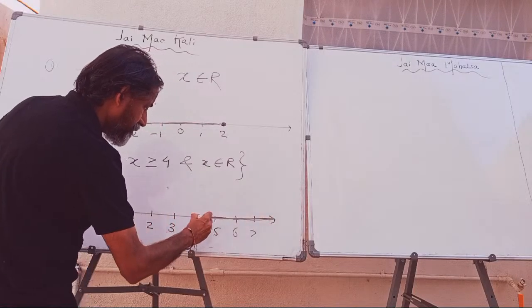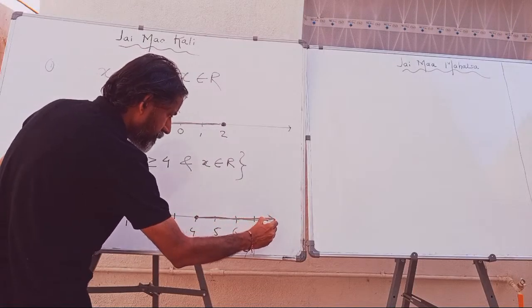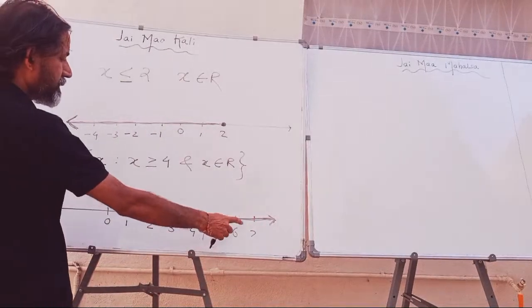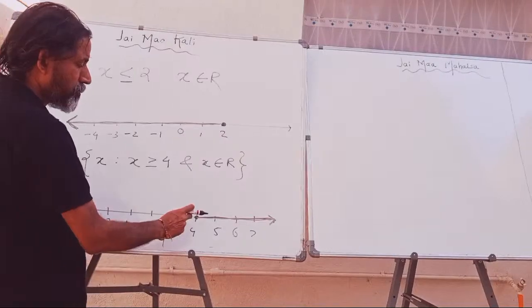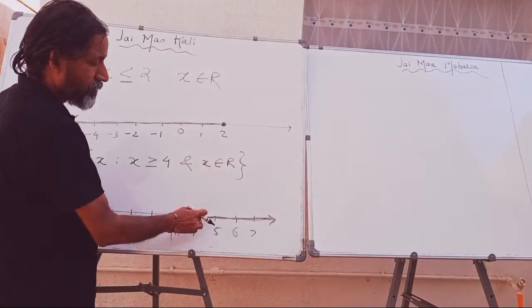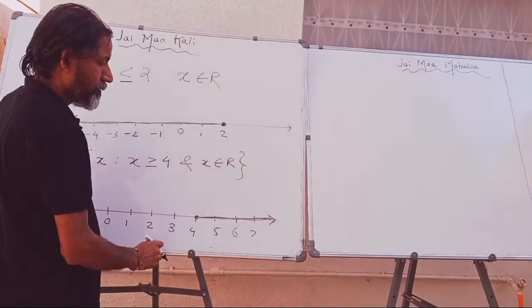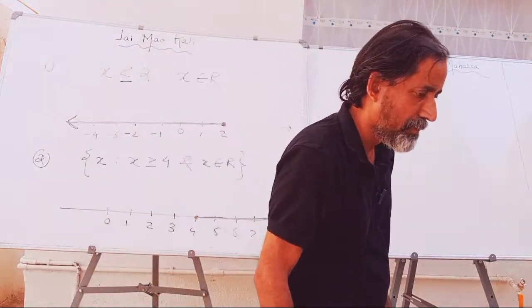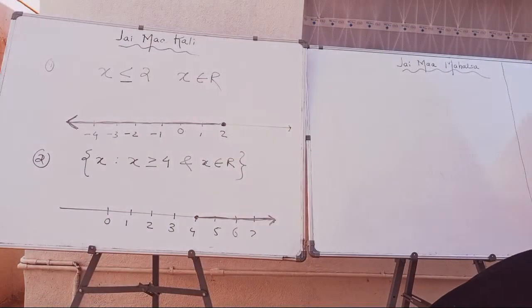In this case, everything is boldened, including the arrow. So x could be 4, 5, 6, 7, 4.1, 4.01, 4.001, and so on. Why? Because x is a real number, so it could be any decimal greater than or equal to 4 all the way to the right-hand side of the number line.